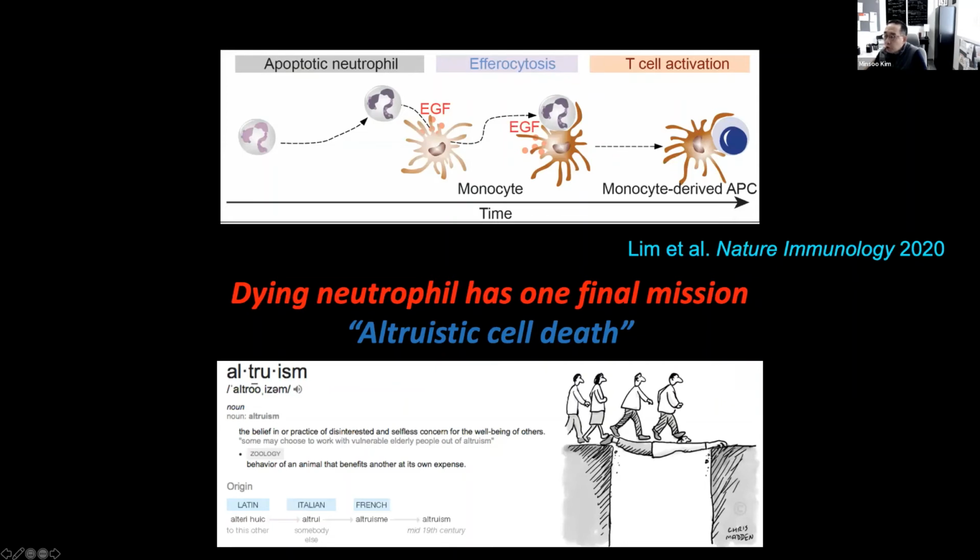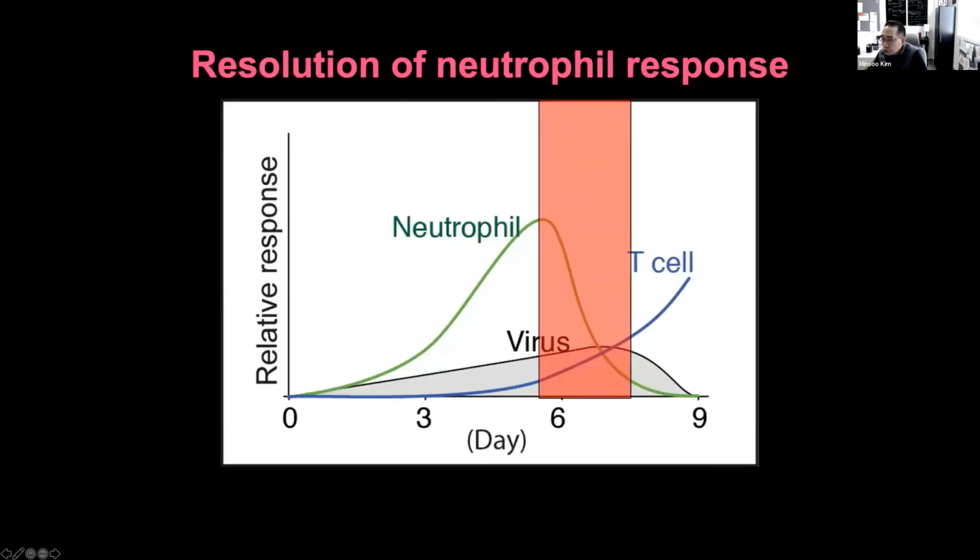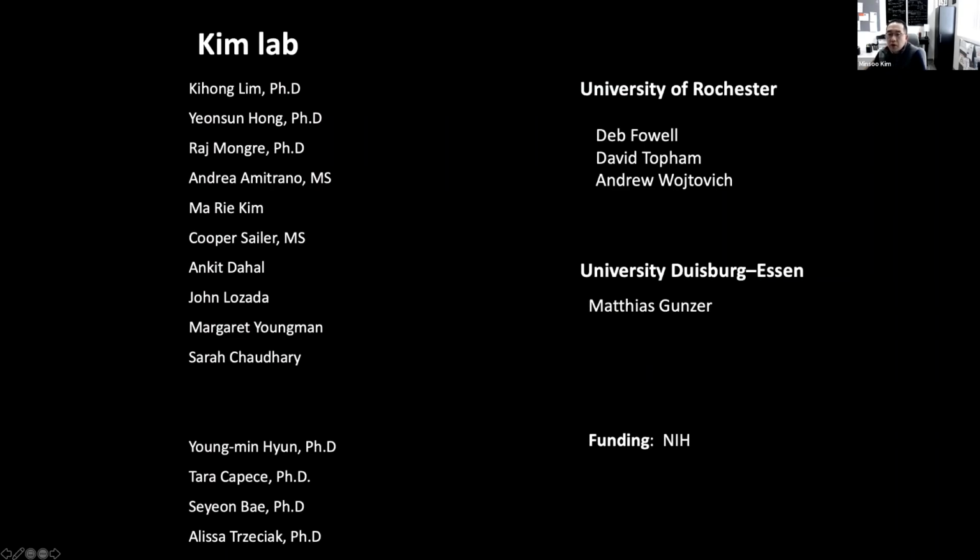So the resolution or clearance of apoptotic cells is not simply clearing cell number, but it actually has very important functions for host immune response. With that, not only the early neutrophil response, but also the resolution of neutrophils is quite important for host immune response. Many people in the lab contributed to this study. Ki-hong has been a major driver for this study. And I'll be happy to answer some of your questions.